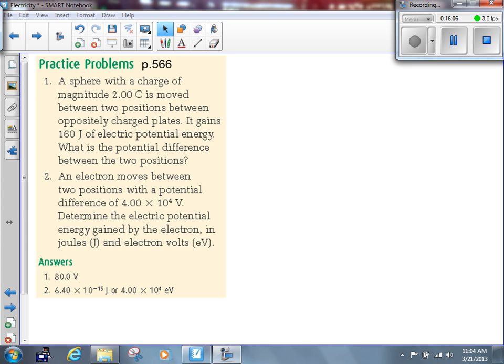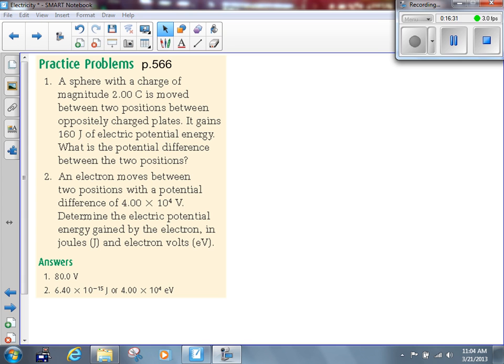Let's take a look at question number 2 here. It says an electron moves between two positions with a potential difference of 4 times 10 to the 4 volts. What's the electric potential energy gained by the electron in joules and in electron volts? No strange units here. There is the whole electron volt thing that's kind of strange, but that's an answer. So we won't worry about circling that in red necessarily. We'll wait till we get our answer, and then we'll worry about doing that conversion.